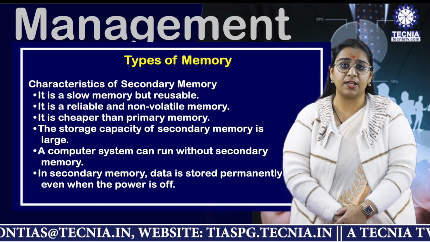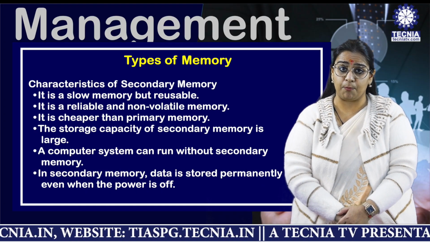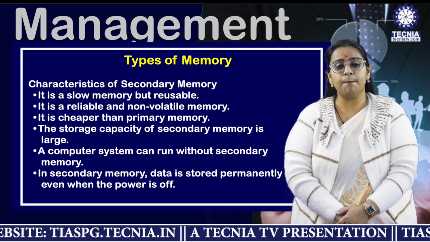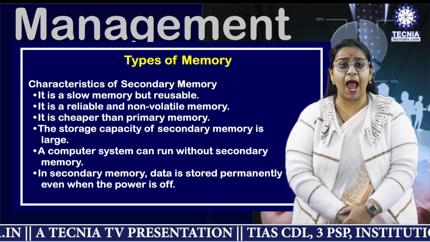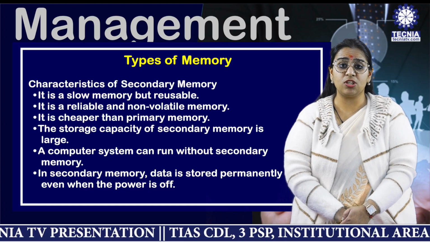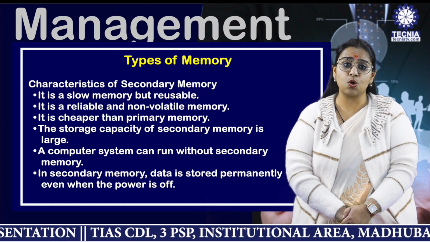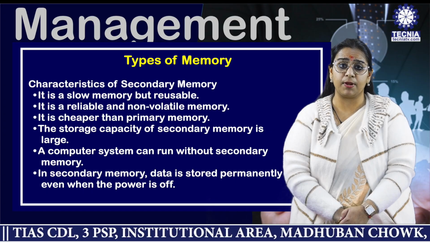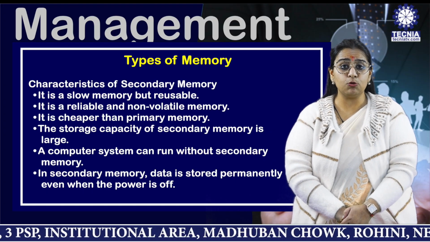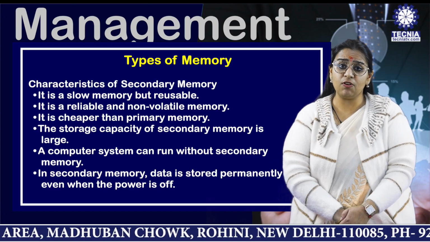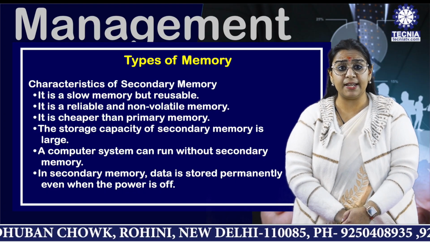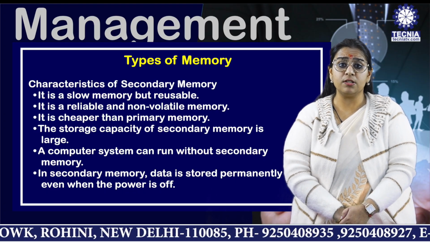Now we'll talk about the characteristics of secondary memory. It is slow memory but can be reusable. It is readable, non-volatile and reliable memory. It is cheaper than the primary memory. The storage capacity of secondary memory is large. A computer system can run without secondary memory. In secondary memory, the data is stored permanently even when the power is turned off.